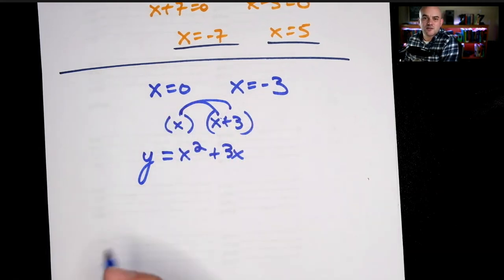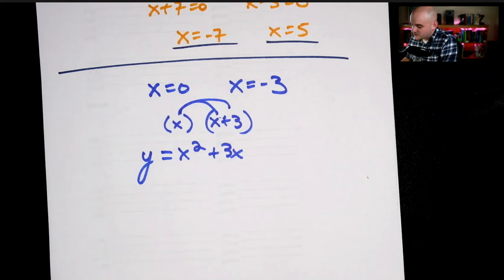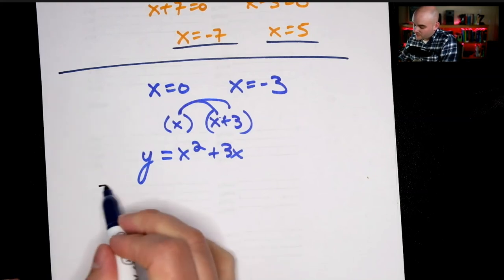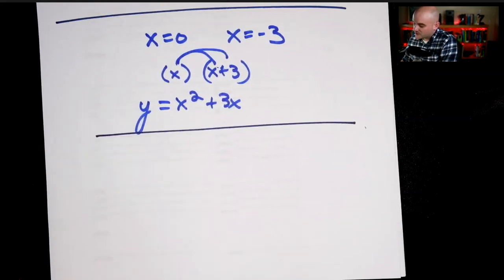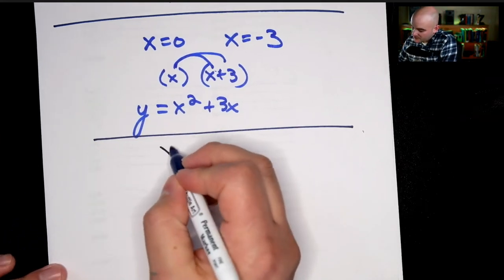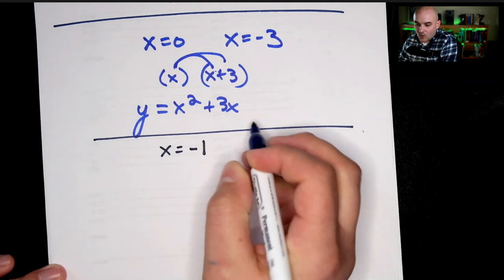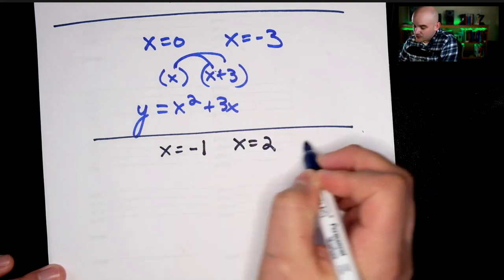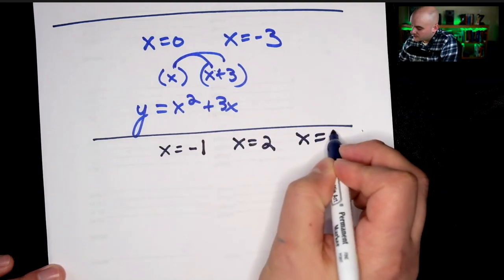In fact, I use this trick a lot when I come up with problems in class. I'll start off with the zeros I want, and then make factors, and then make my polynomial so that students have to use the polynomial to find the zeros. Let's try another one. Suppose I wanted zeros of x equals negative 1, x equals 2, and x equals 5.